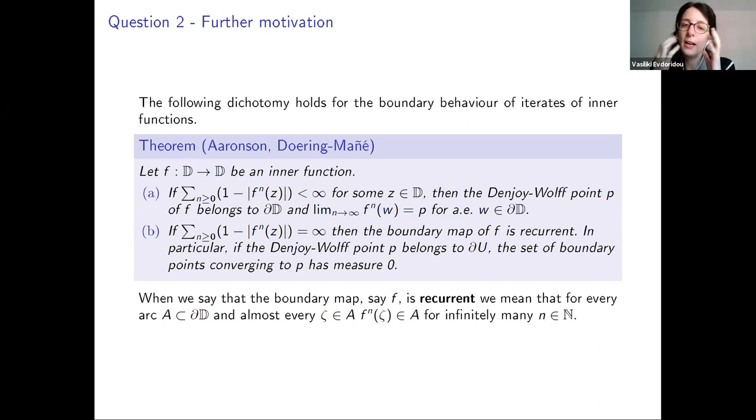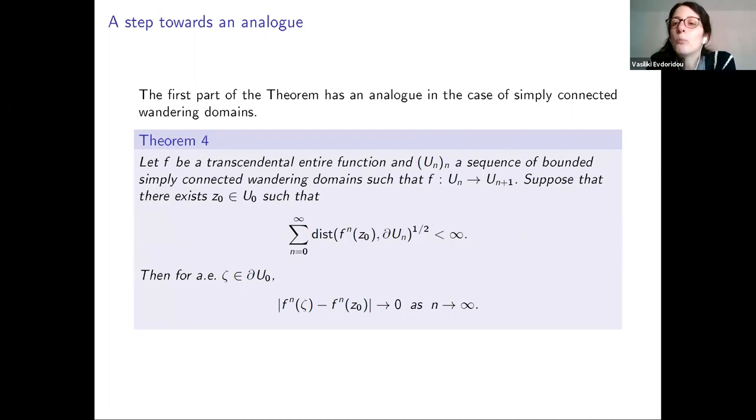What can we say in analogy to this theorem for wandering domains? We have a step towards an analog, which is actually the analog of part A of this theorem. So let's go back to our wandering domain setup, and we have again our f and U_n to be our sequence of bounded simply connected wandering domains. And we suppose this is our analog of the Blaschke condition here. We suppose that there exists a z in the wandering domain such that the sum of the distance of f^n(z_n) from the boundary of U_n to the power half is finite. Then we can deduce that almost all boundary points have an orbit converging to the orbit of z_0.